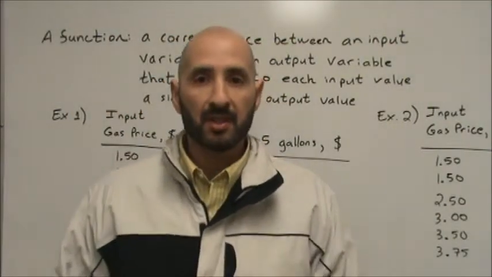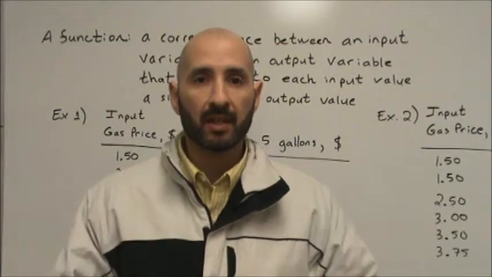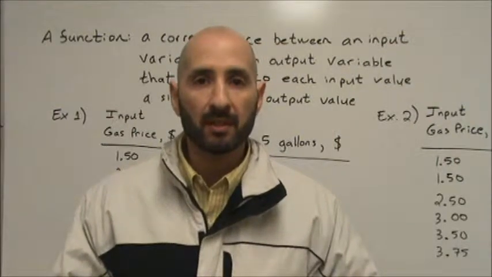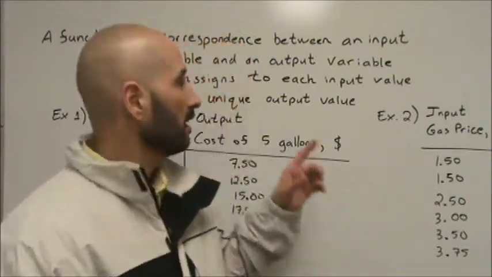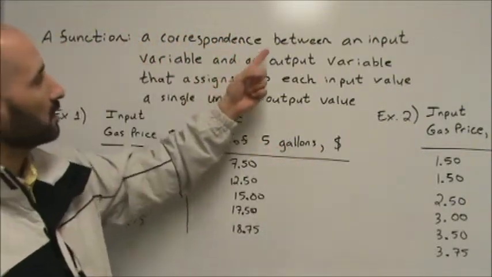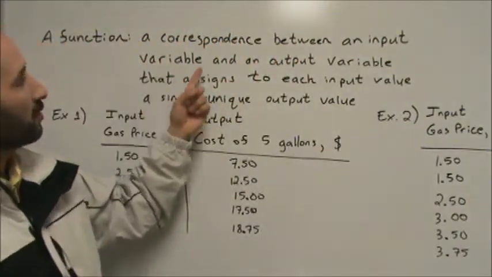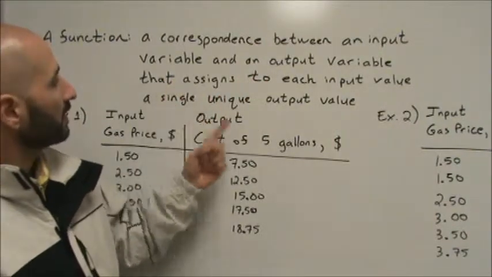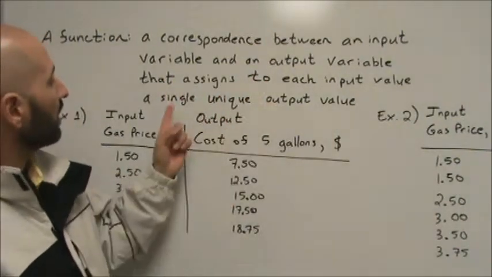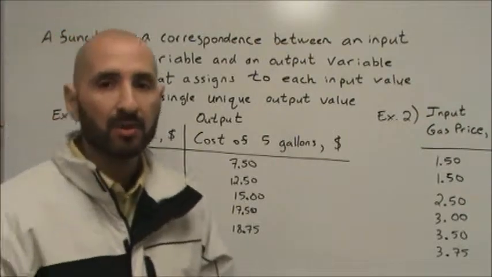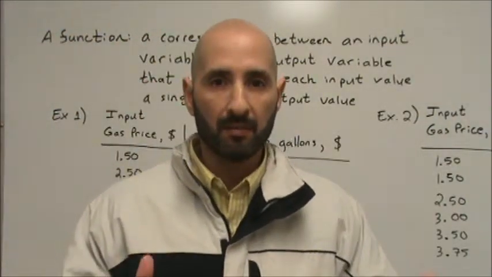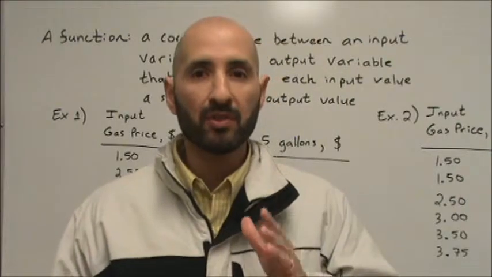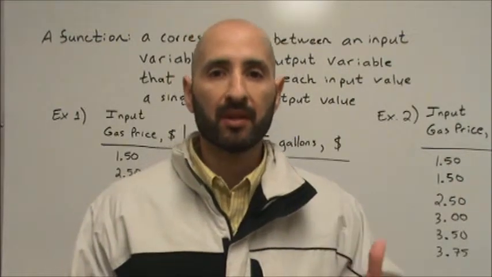Behind me is a definition of a function. We're going to read it together and try to understand it using two examples along with this definition. Let's read it. A function is a correspondence between an input variable and an output variable that assigns to each input value a single unique output value. So each input value, or value of the input variable, has one unique output value assigned to it.